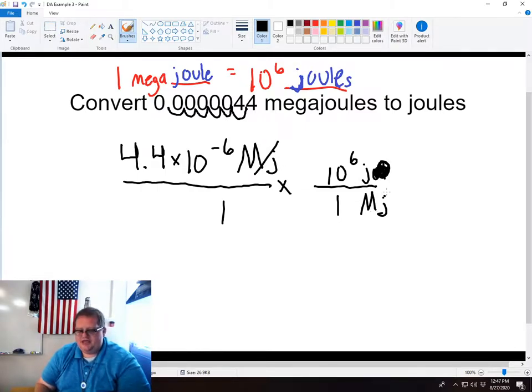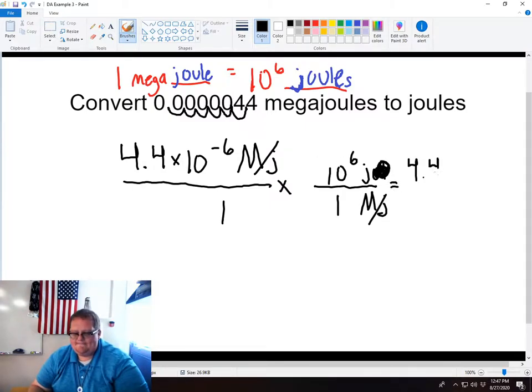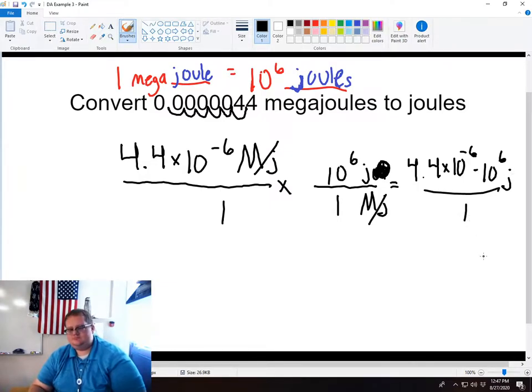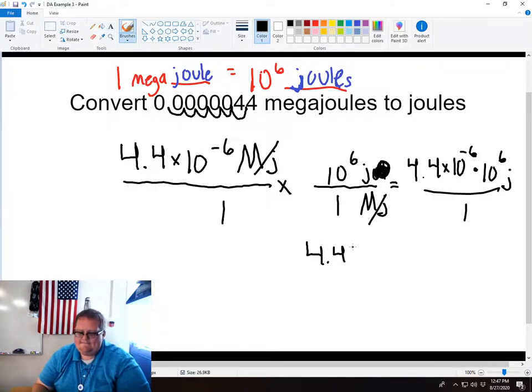So I've set this up. I'm going to cancel, megajoules cancel. That's it. So now I have on top, multiply across the top. I have 4.4 times 10 to negative 6 times 10 to the 6th joules over 1 times 1 is 1. Interesting. So we got 10 to the negative 6 times 10 to the 6. We add the exponents because we're multiplying. Negative 6 plus 6 is 0. So 4.4 times 10 to the 0 joules, or we know 10 to the 0 is just 1, so really it's just 4.4 joules.